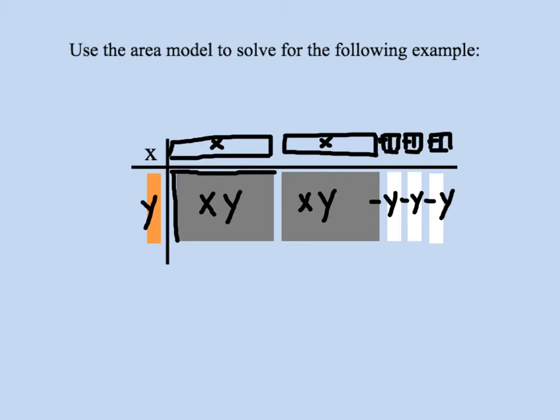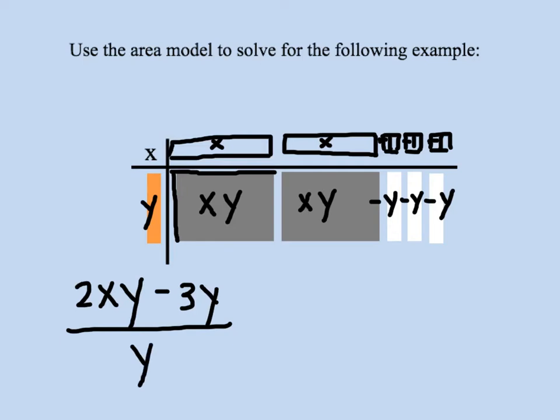So we have determined that 2xy subtract 3y, which was our area, divided by y, which was our divisor, is equal to 2x subtract 3.